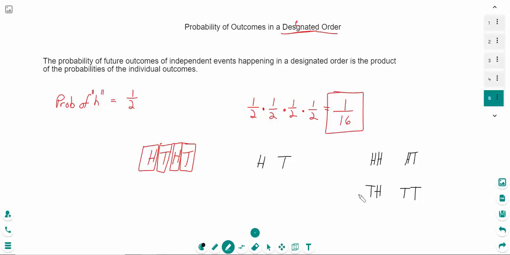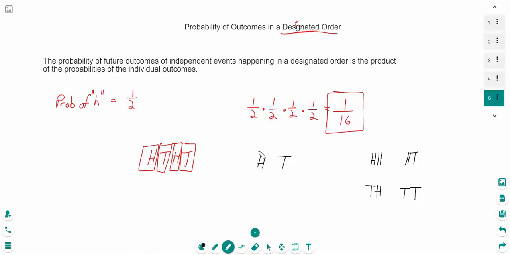Okay? And if you think about it, these are the only four possible ways that something is going to happen, right? I'm either going to end up with heads, heads, or heads, tails, or tails, heads, or tails, tails. Try to think of another combination that I could potentially end up with, and you won't find anything. All right? These are the only four things that could happen if I'm flipping the coin twice.